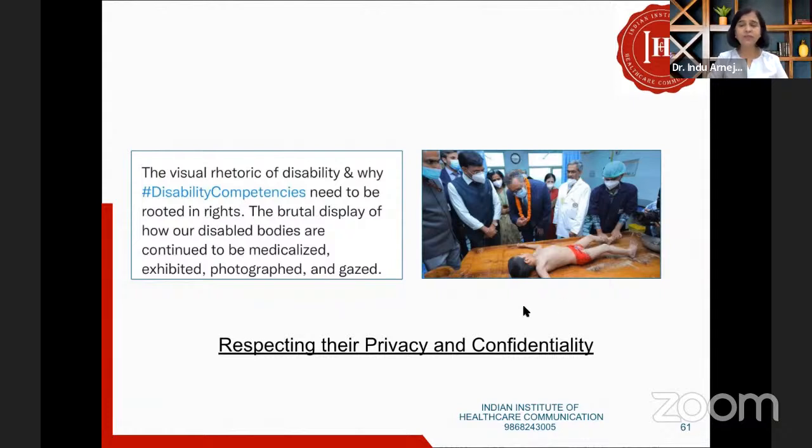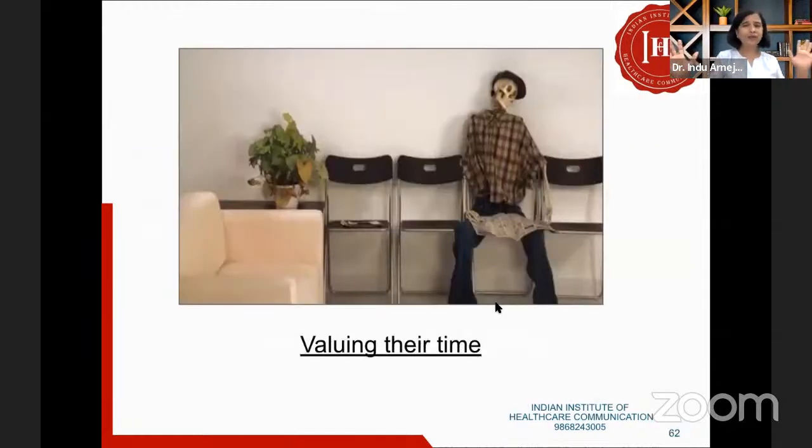So a lot of the time we stand around the patient, four or five of us, and discuss the patient. It makes the patient very uncomfortable. So we've got to really respect the patient's privacy and confidentiality and not invade it. Also, valuing their time is an important aspect of non-verbal communication.